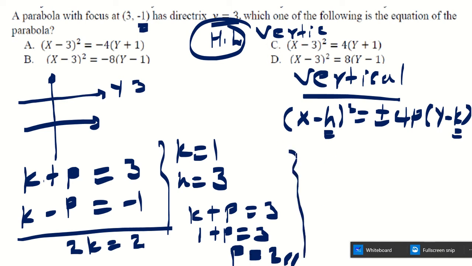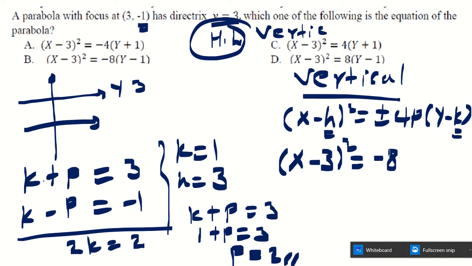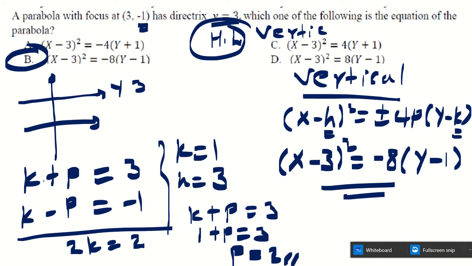Therefore, now the equation of the parabola will be, to use the space properly, let's remove this. It will be x minus, what is h? 3, the whole square is equal to, the parabola is downward, so I have to make it negative, negative 4 times 2 will be 8, negative 8 into y, the k value is 1, so y minus 1. This is it. So the answer is found in B. Very good. Let's continue to the next question.